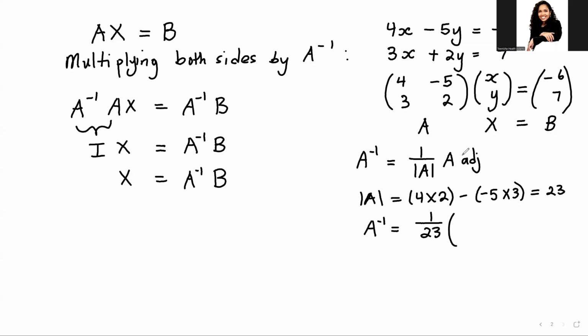Remember what the adjoint is, guys? We swap the first and last terms, so 2, 4, and we change the signs of the remaining 2. So it'll be 5, and this one will be negative 3.